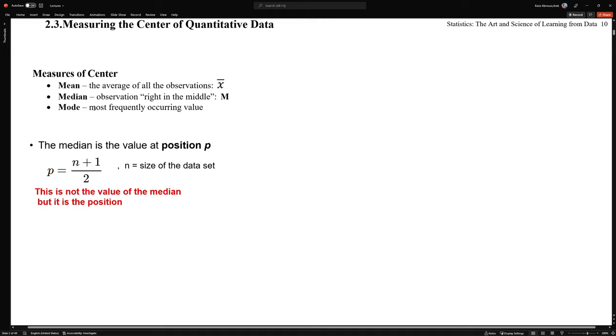Also, the position of the median can be calculated by this formula, where n is the total size of our data, and we do n plus 1 and divide by 2. By this equation, we can find the position of the median, but it isn't the actual value of the median, it is just the position. So we have to go and check that position and see what the value is to find the median value.